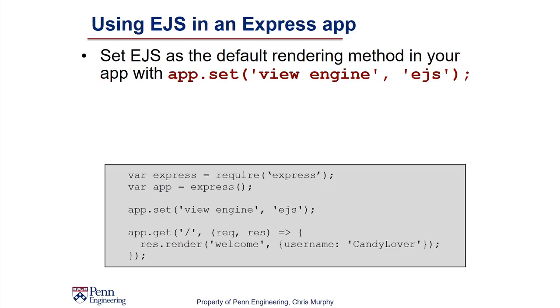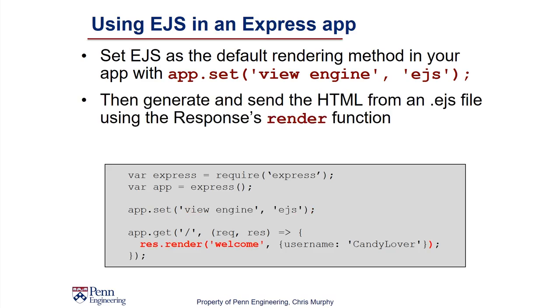There are many different view engines that we can use, and EJS is just one of them. And in our app, we would set the view engine to EJS. Then, rather than using the response write or send function, we would use the render function. The render function takes the name of the EJS file as its first argument. By default, the EJS files should go in the views subdirectory or folder, and we don't need to say .ejs at the end because it's understood.